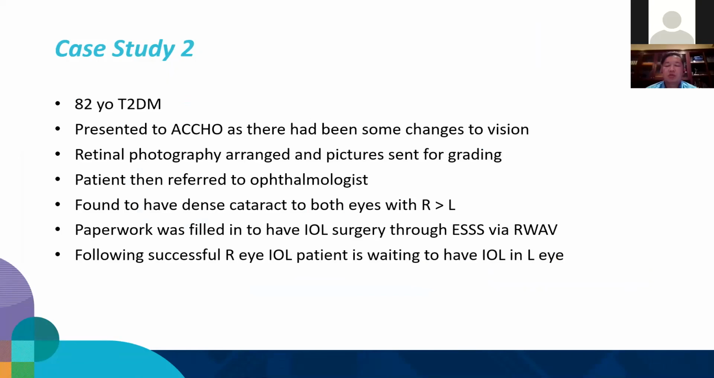So, second case study is an 82-year-old type 2 diabetic, again presented to the ACCHO, saying that there've been some changes. There were some retinal photographs taken and then he was referred to his ophthalmologist. He was actually found to have dense cataracts in both eyes, worse in the right. And basically, it was prioritised to have cataract surgery through the Eye and Ear Hospital. Fortunately enough, it all went well. He's seeing a bit better, and now waiting to have the left eye done.